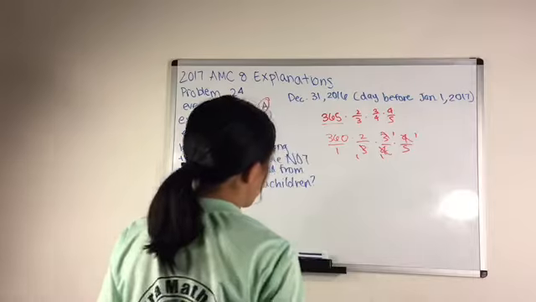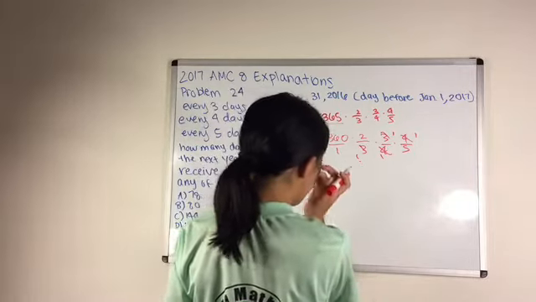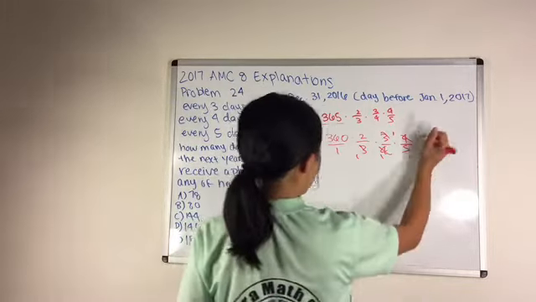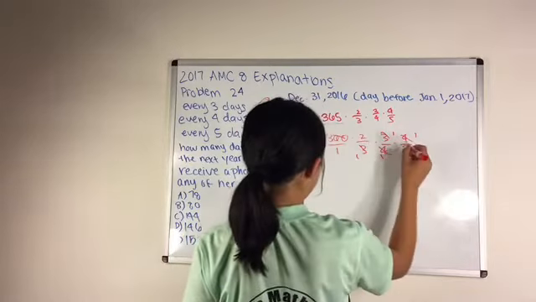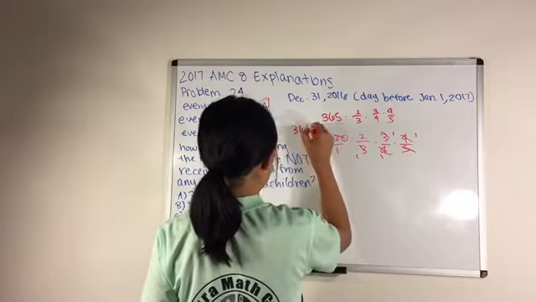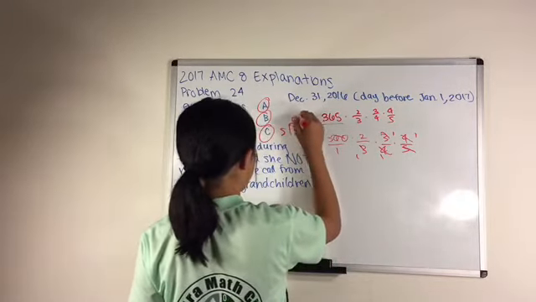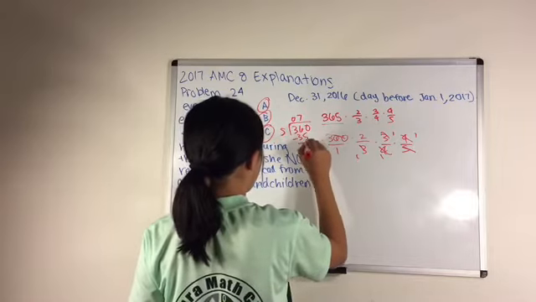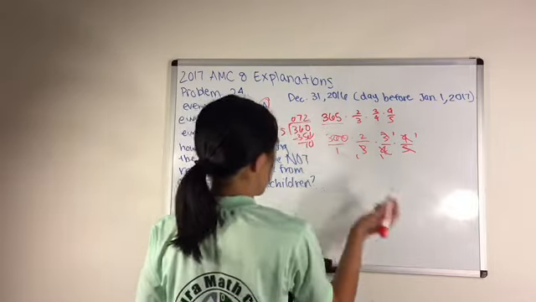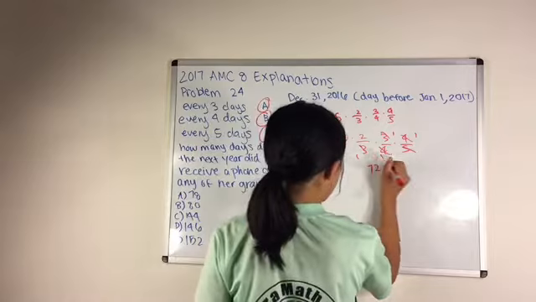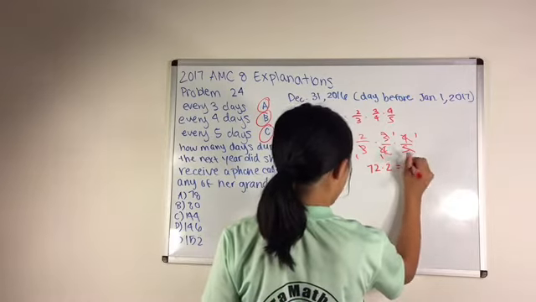And then we just have 360 times 2 over 5, which we can easily determine. So if we do 360 divided by 5, we get 72. So that's 72 times 2, which equals 144.